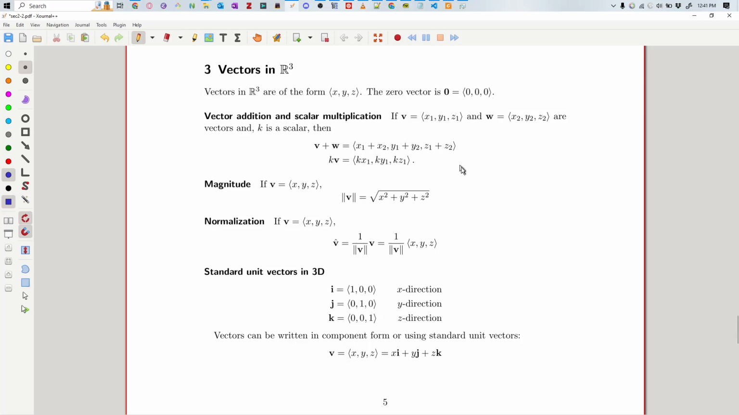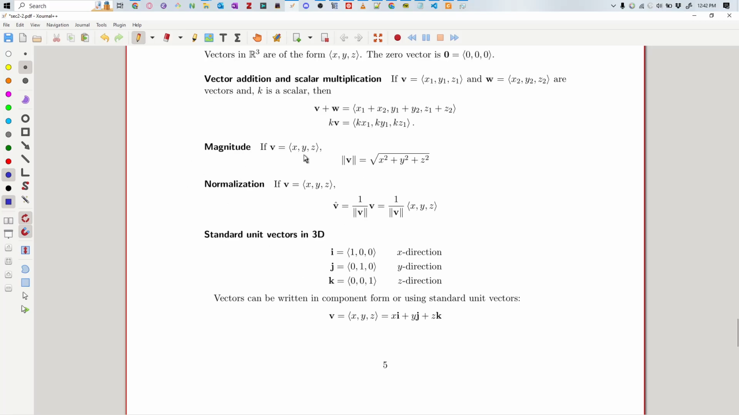Vector addition and scalar multiplication are an extension of how they worked in 2 dimensions. So we just have this additional thing, and we can still describe it in the same way. So the addition of 2 vectors is the component-wise addition. You just add the components of v and w in this case. And scalar multiplication, you push the scalar into the vector, multiplying each of the components by that number.